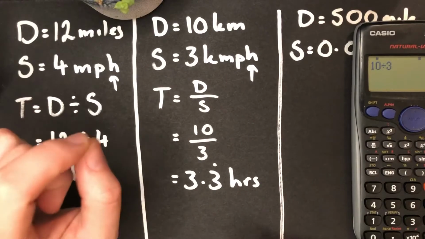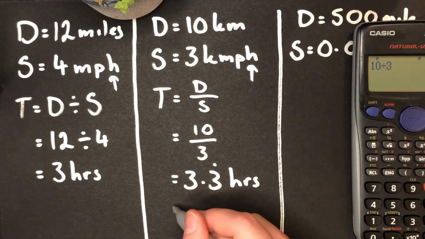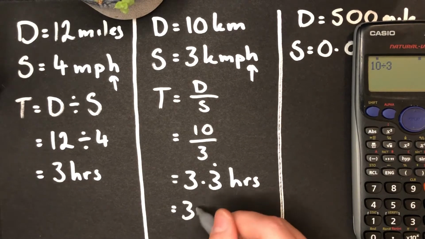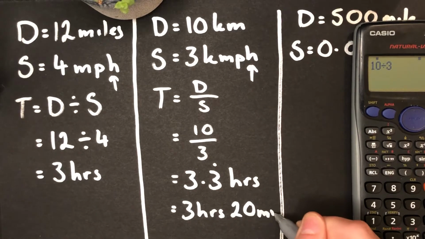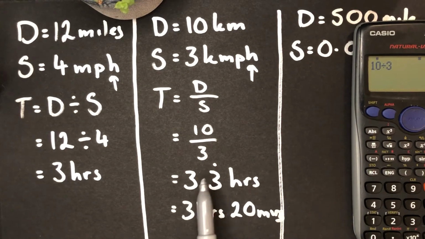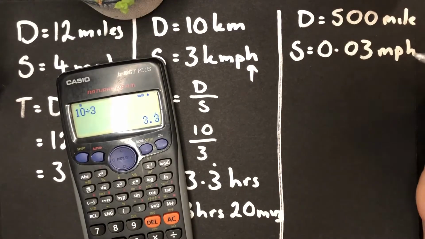So if you remember back to the kind of standard decimal hours that we had, this is in fact 3 hours and 20 minutes, because the 3 recurring is a third of an hour, which is 20 minutes. Okay, and finally, a really challenging one.